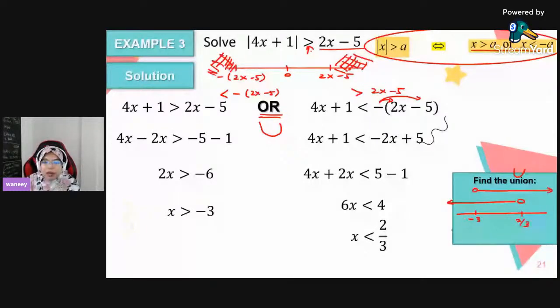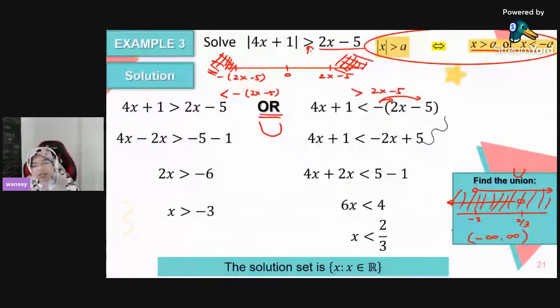So that means everything below. So that means everything from negative infinity to infinity. Or you can use the real numbers. So the solution set is x such that x is an element in real numbers. So ini dalam solution set lah. Kalau biasanya kita letak negative infinity to infinity. Yang ini dalam solution infinity to infinity. Everything below that line. Semua yang berada di bawah line tu lah.